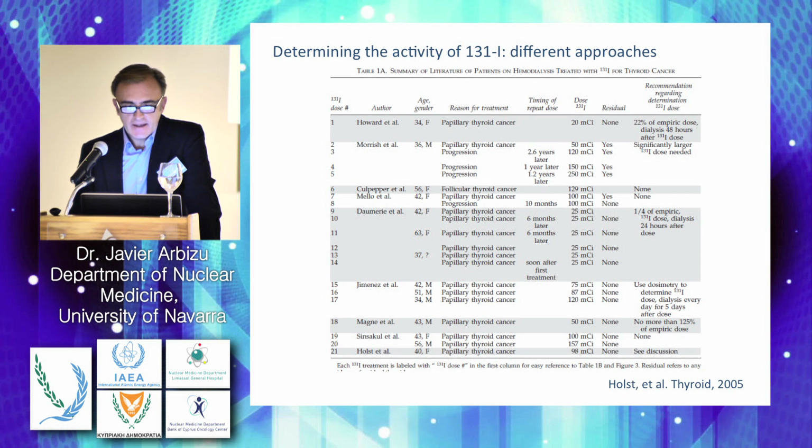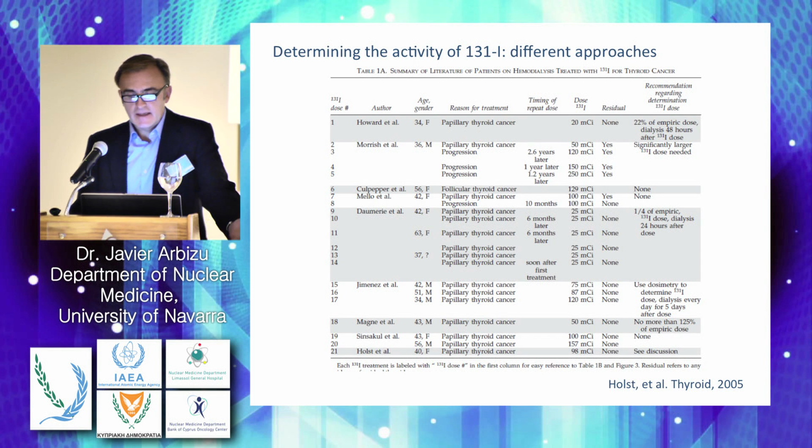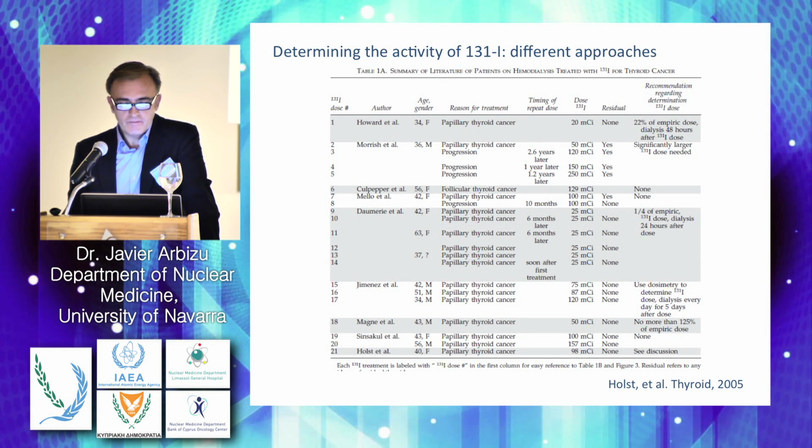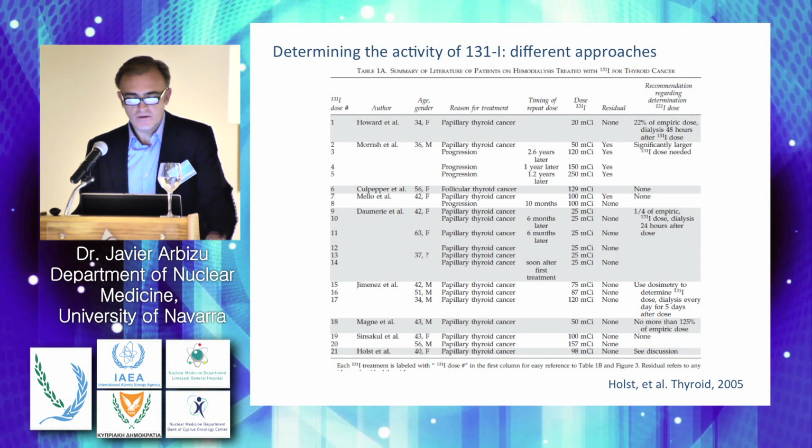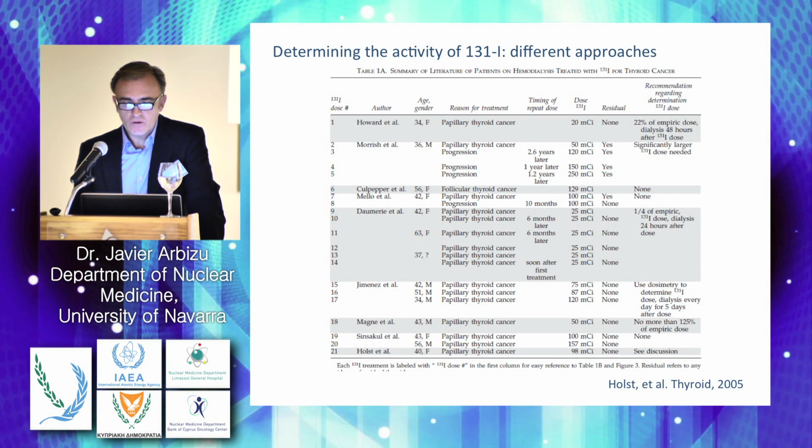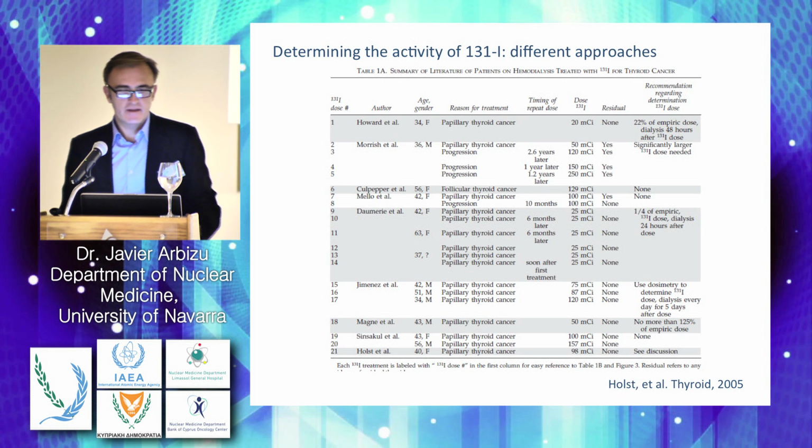So this group said that there is a 20% of empiric dose, dialysis 48 hours after, and this is the way. There are other papers that say no, there is no restriction to the doses. Others are increasing the doses, significantly larger doses. Others say just 1/4 of the empiric dose, and then dialysis every day. Some of them are using dosimetry. They say in this paper to increase to 125% above the normal empiric dose, and well, this is the diversity in only 22 patients in the literature.